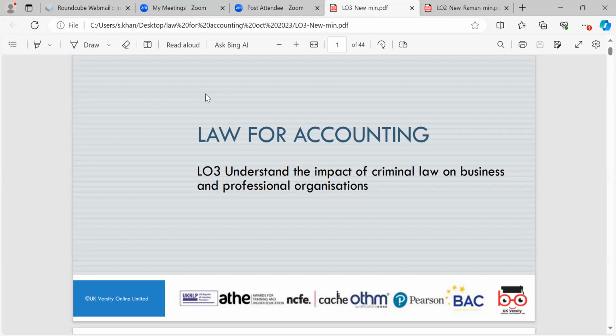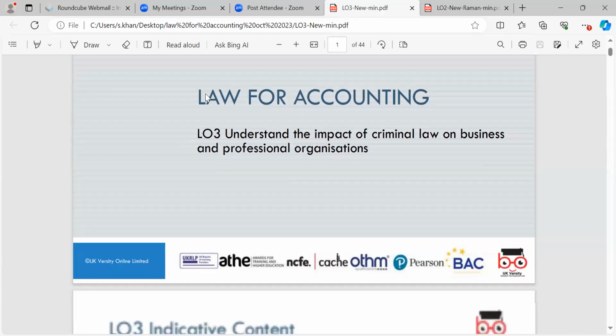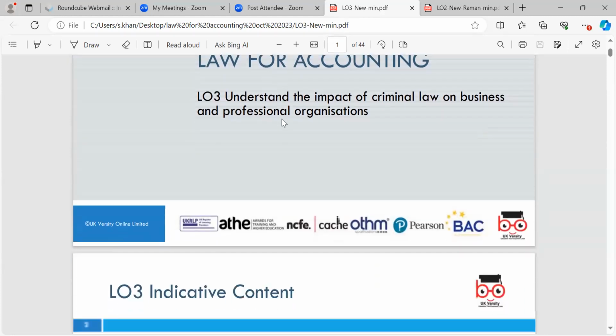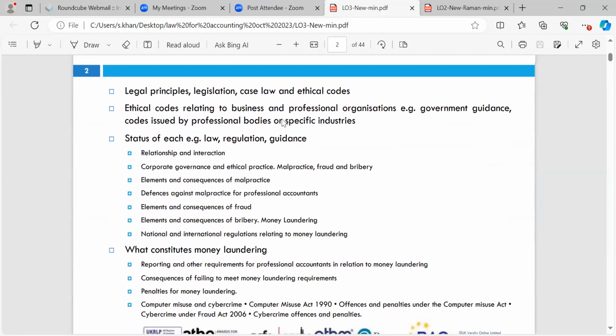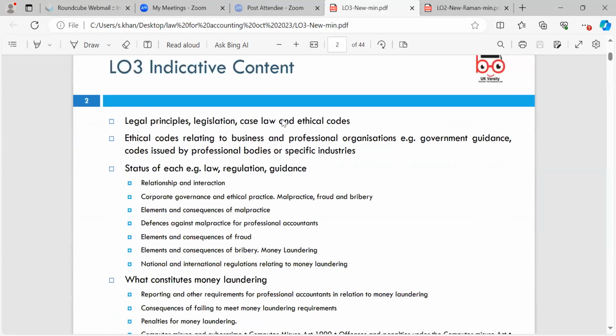So for a criminal act, you must have two elements of criminal law: the mens rea and the actus reus. So the intention, wanting to do this, and the committing of the act. That's what they look at in regard to businesses, because there's a big concern within businesses at the moment, like you said, with the introduction of AI. So LO3 indicative content.